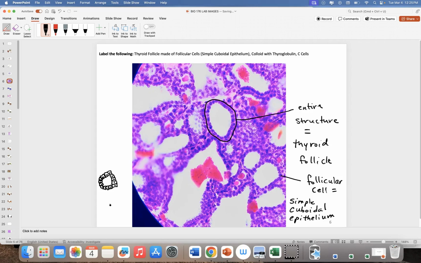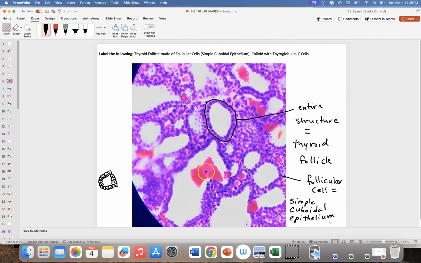The function of the thyroid follicles is to make the thyroid hormones T3 and T4. In order to make T3 and T4, we are going to require the amino acid tyrosine. We also need iodine in order to make these hormones. And the tyrosine is going to be contained within the thyroid follicle as part of the colloid.